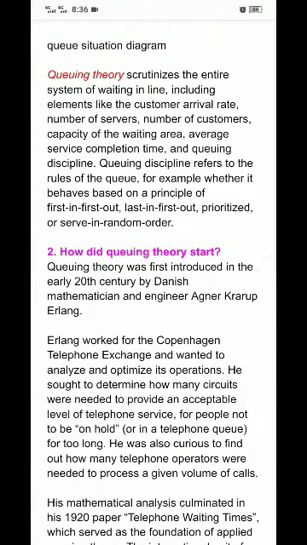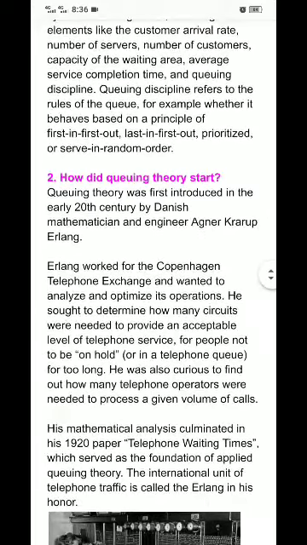So, how did queuing theory start? Queuing theory was first introduced in the early 20th century by Danish mathematician and engineer Agner Krarup Erlang. Erlang worked for the Copenhagen Telephone Exchange and wanted to analyze and optimize its operation. He sought to determine how many circuits were needed to provide an acceptable level of telephone service for people not to be on hold or in the telephone queue for too long. He was also curious to find out how many telephone operators were needed to process a given volume of calls.